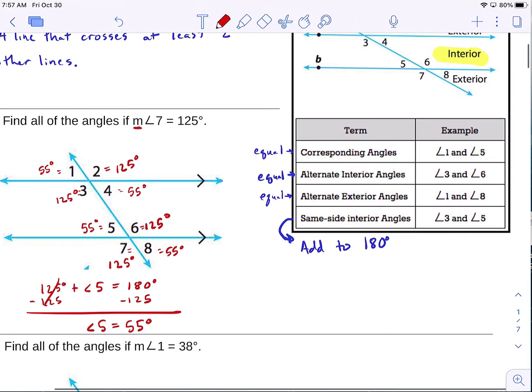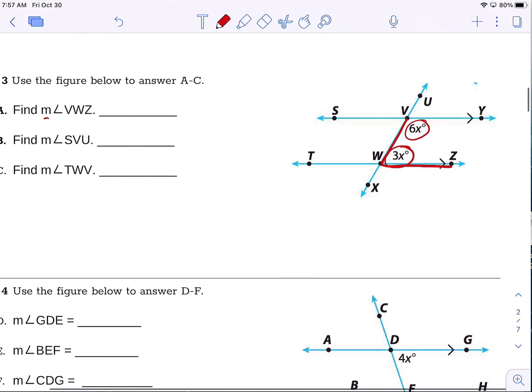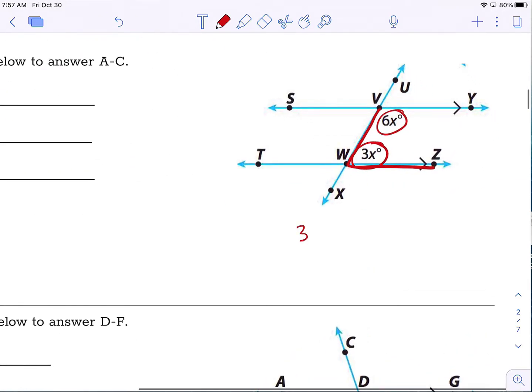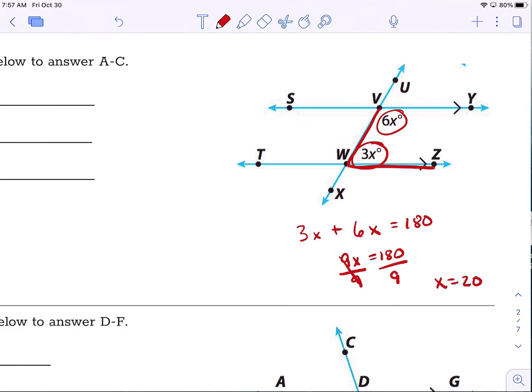So let's go back up there real quick. Same side interior angles have to add up to 180, right? So that means if I take these two angles, one of the angles is 3x, and add it to the other angle on the same side, which is 6x, I know they have to equal 180. Now I can combine like terms, if we remember that, hopefully. 3x plus 6x is 9x. So I got 9x equals 180, so now just divide both sides by 9, and x is 20.